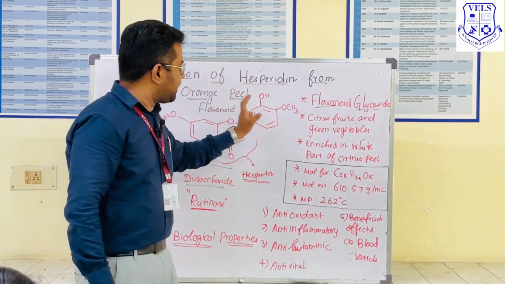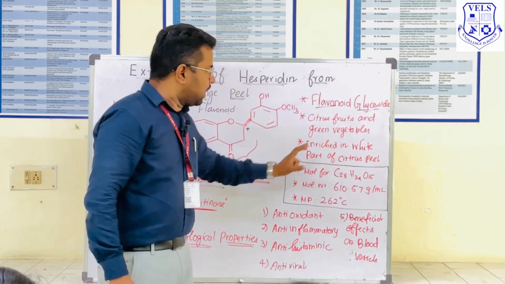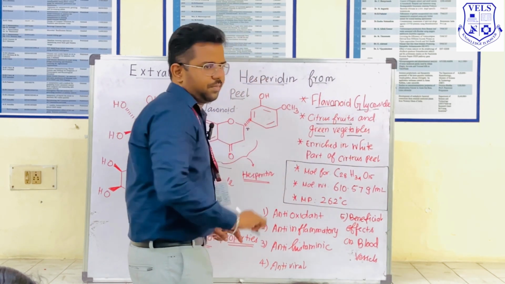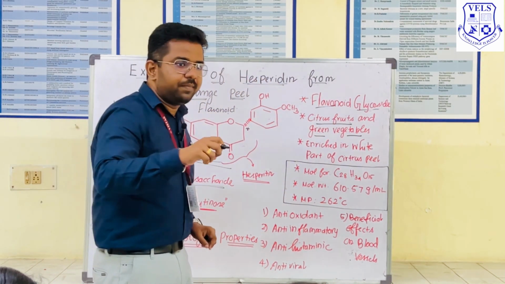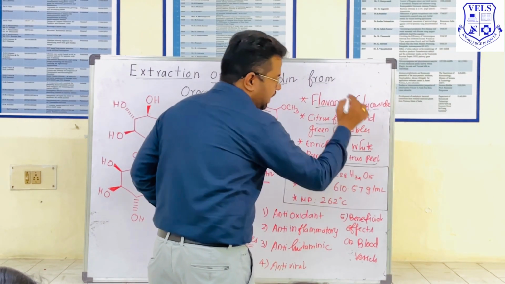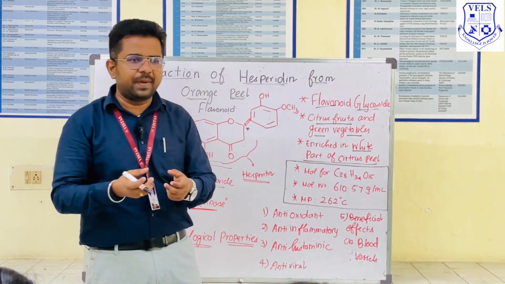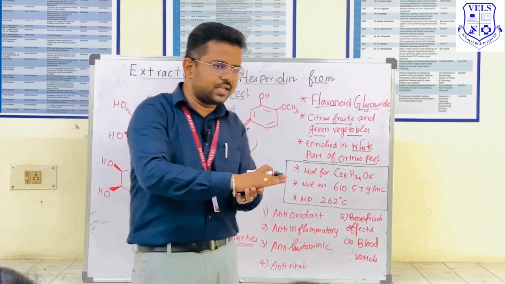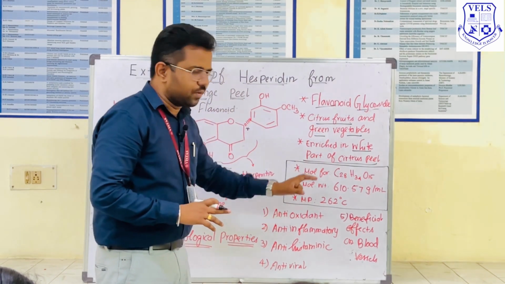So Hesperidin is generally contained in citrus fruit and green vegetables. These things will have Hesperidin molecule, but the Hesperidin will be enriched in the case of the white part of the citrus peel. You can look at that orange peel will have the white part, right? So the white part will be enriched with this Hesperidin molecule, right?